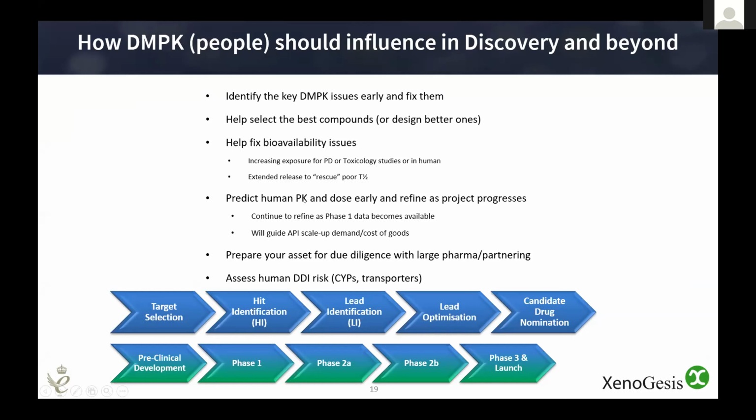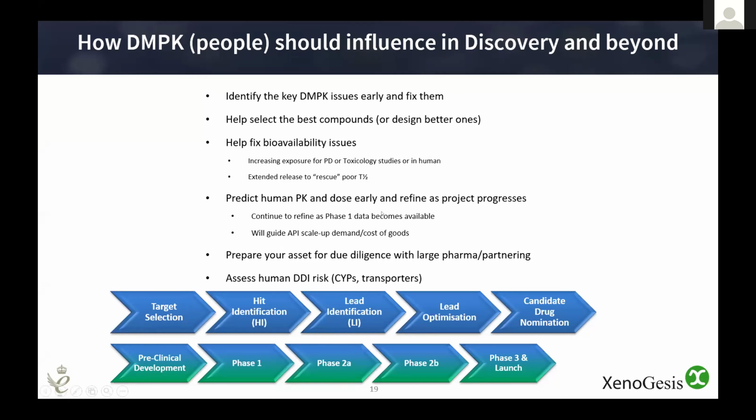You should always predict PK and doses early. I've not talked about that today, but that's really important. And it has multiple knock-on effects. For example, if the compound is a 10 milligram predicted human dose versus 1,000 milligrams, that's very different with regard to API scale-up, demand, cost of goods, etc.